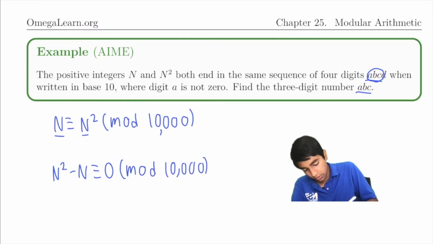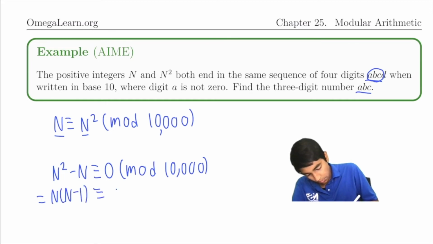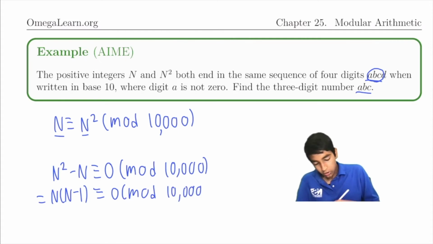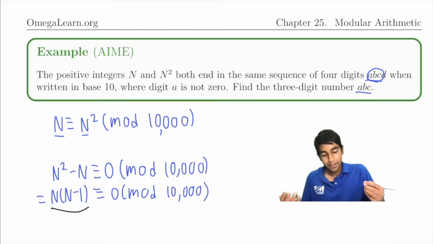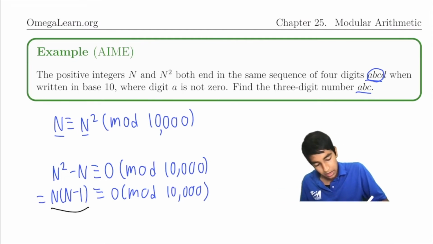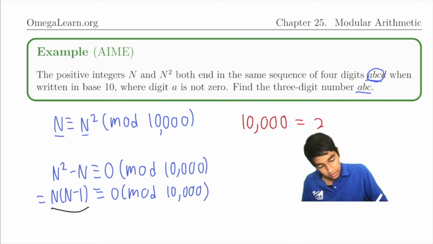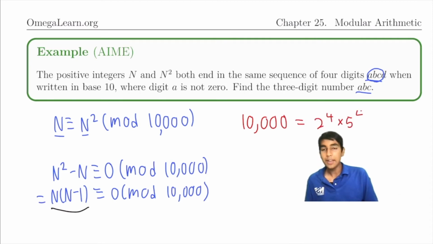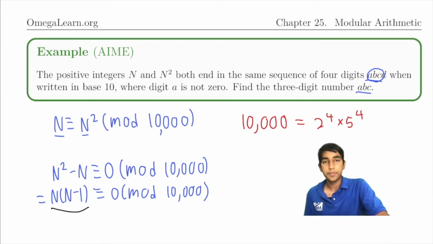And this simplifies to n times n minus 1 is 0 mod 10,000. So this right here has to be a multiple of 10,000. Well, first of all, clearly we know 10,000 is 2 to the 4 times 5 to the 4, right? So now we essentially have a few possibilities here.